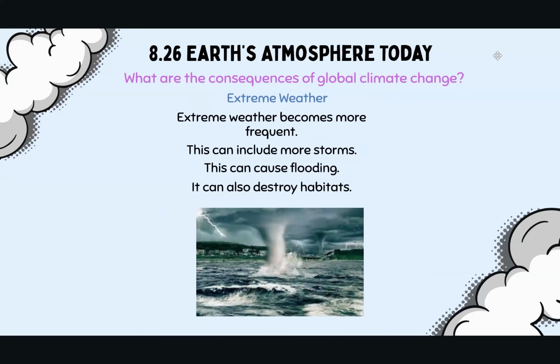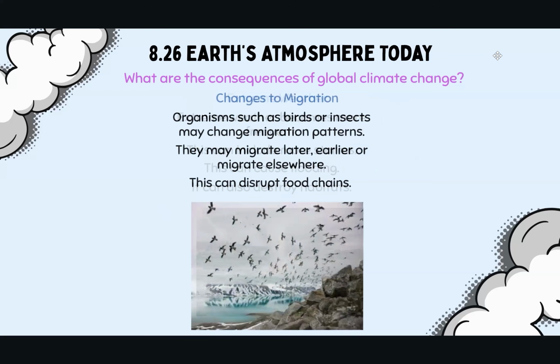Then we've got a change in extreme weather. Extreme weathers become more frequent. That can be more storms, which is what's happening, more floods, and that also destroys habitats. And it changes migration patterns. So organisms such as birds or insects change their migration patterns. They might migrate later, earlier, or migrate somewhere else. And that can disrupt food chains. So that's something that's happening now as well. Only recently there's something in the news about a bird that hasn't been seen in the UK for many, many years.